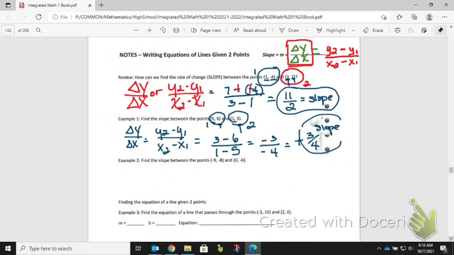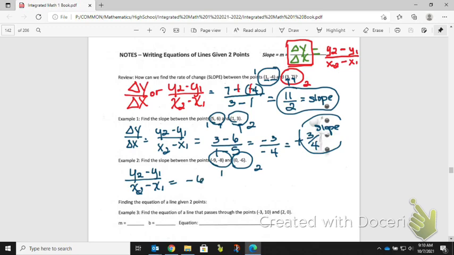Okay? Well, let's try one more of this type. So we say, find the slope between the points (-9, -8) and (0, -6). Okay? Here's my point 2. Here's my point 1. So I'm going to say y sub 2 minus y sub 1 over, or divided by, x sub 2 minus x sub 1.